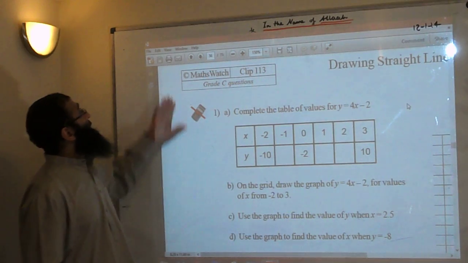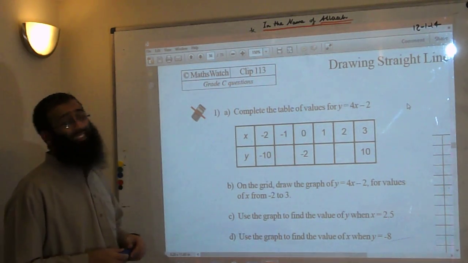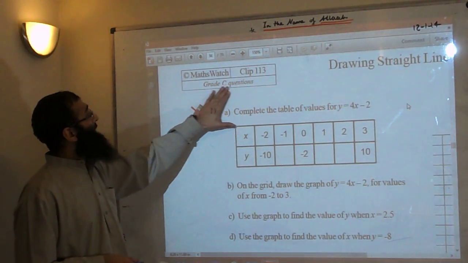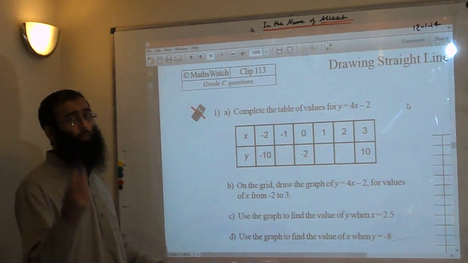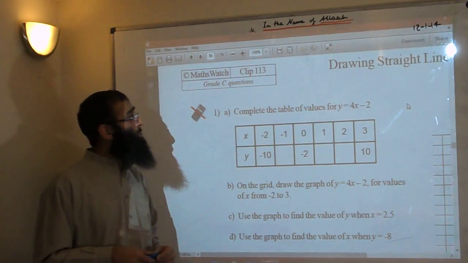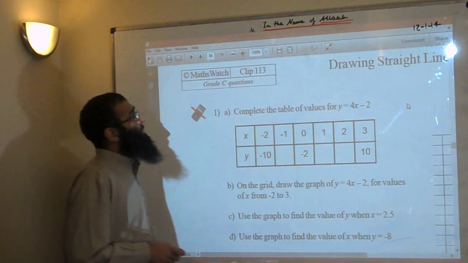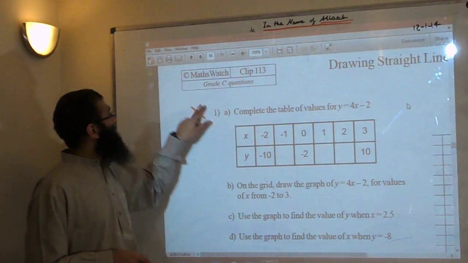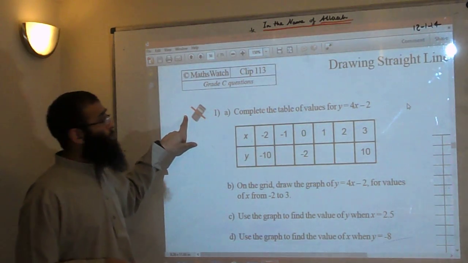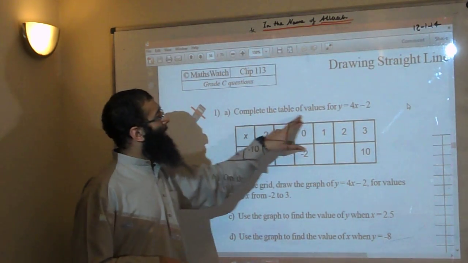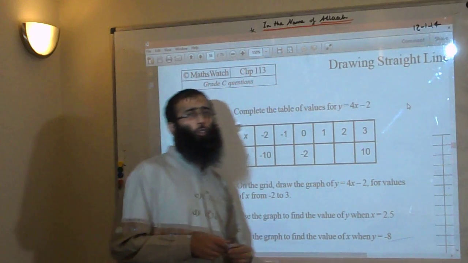Today we're going to be looking at Mathswatch CD work. We're looking at grade C questions, Clip 113 for those of you following us at home on YouTube. So we're looking at how to draw a straight line. The first question will be given here, question number 1. It says no calculator allowed, so please make sure you don't use a calculator. Complete the table of values for y equals 4x minus 2.